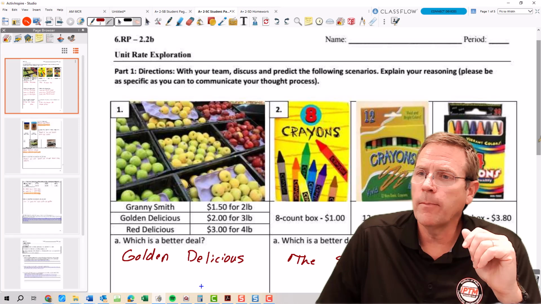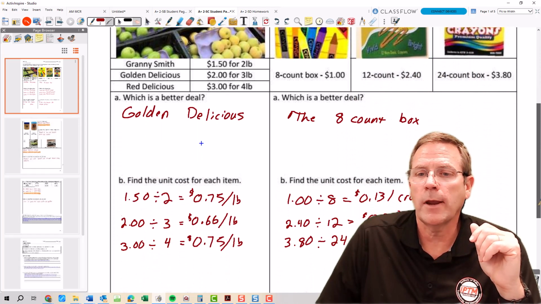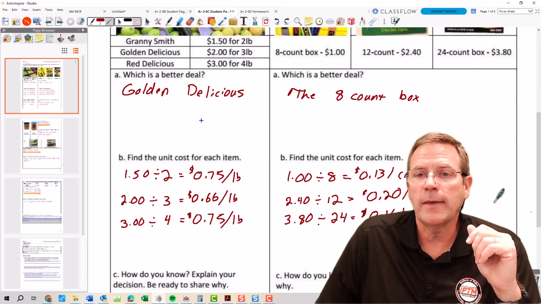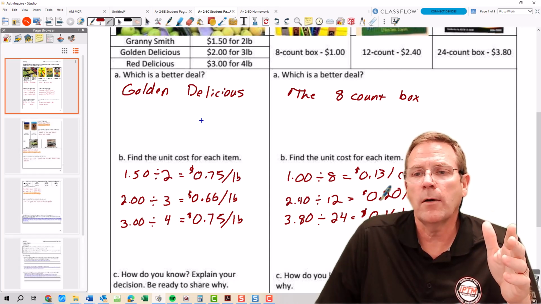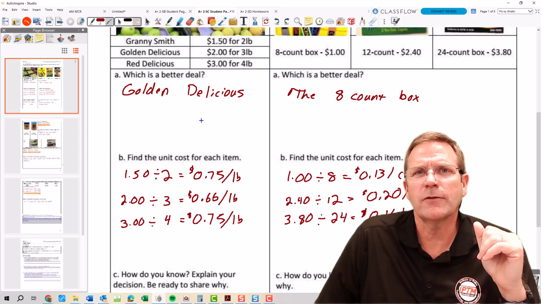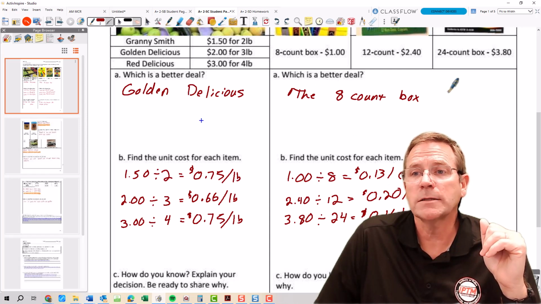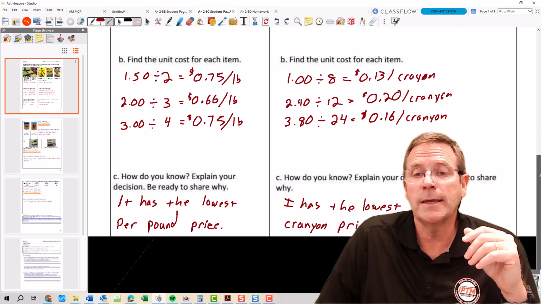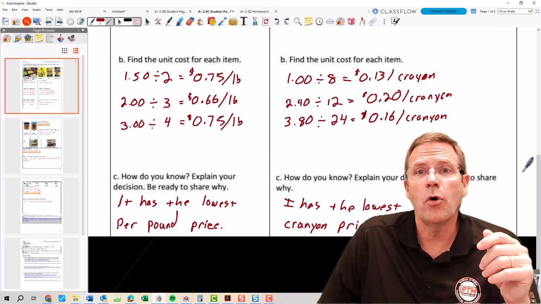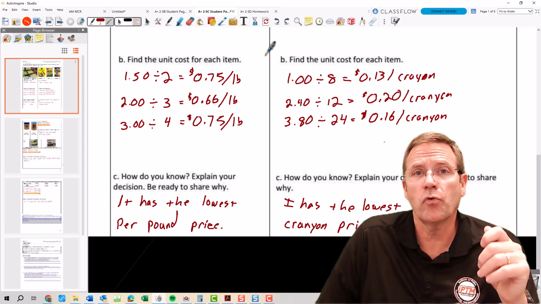Now we're going to go to the next question where we're looking at the crayons. For that, I found that the 8-count box became 13 cents per crayon. The 12-count box became 20 cents per crayon. And the 24-count box became 16 cents per crayon. In doing that, I found that the 8-count box was a better deal. And once again, it was because it had the lowest price per crayon.